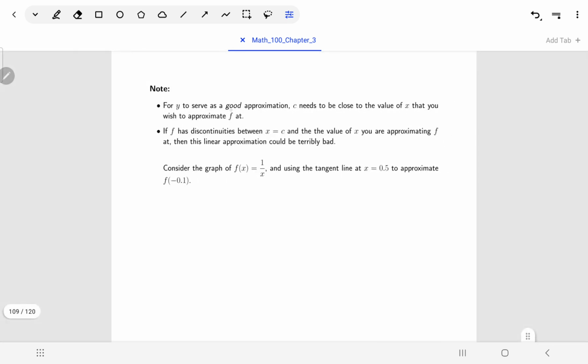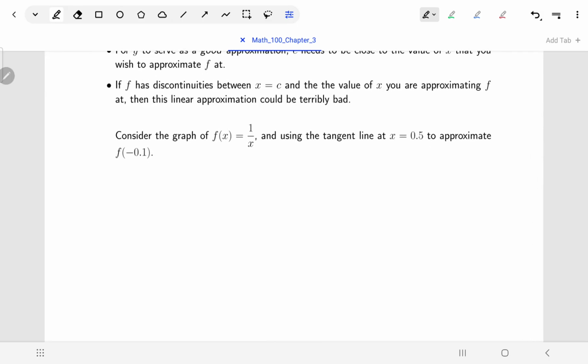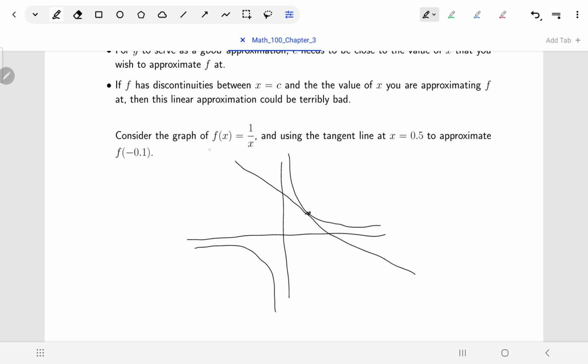And that's a little note that I make there. For an approximation to be good, we need to pick an x value that is close to c, or rather pick our c that's close to x. Also, we have to be cautious of any discontinuities. If you have a discontinuity between where you draw your tangent line and where you're interested in, things can get a little bit off. The example that I have here is 1 over x. So suppose I were to draw my tangent line at 1/2, and I use that to figure out the approximate value at negative 0.1.